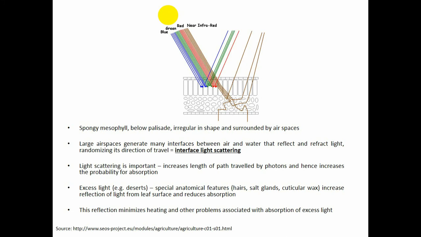So the plant needs to be able to adapt its morphology to ensure that it can maximize absorption of photosynthetically active radiation, and at the same time the leaf needs to adapt to be able to protect itself from excess light energy or excess light.